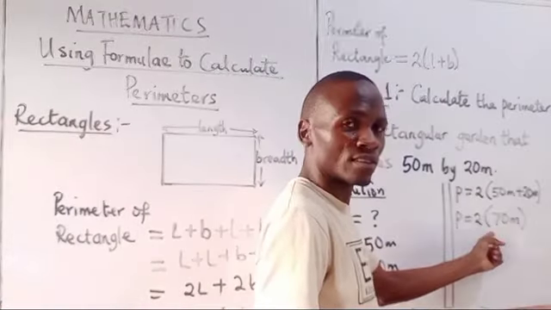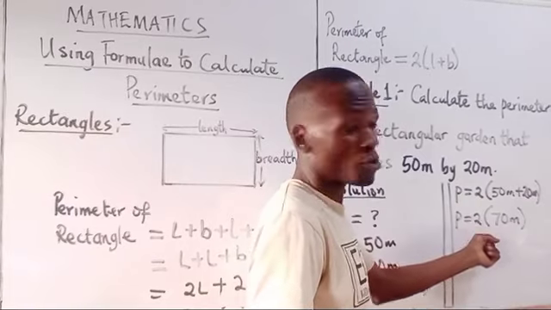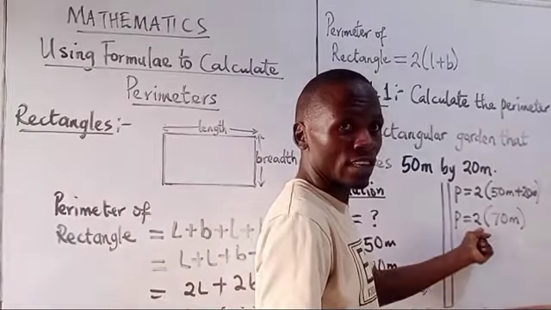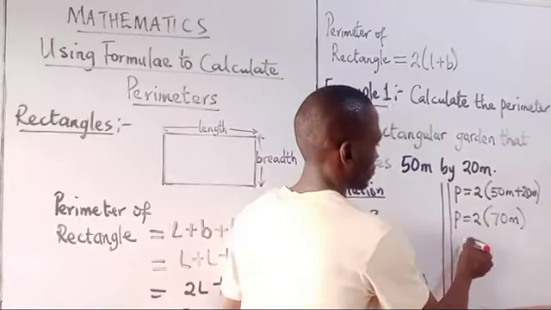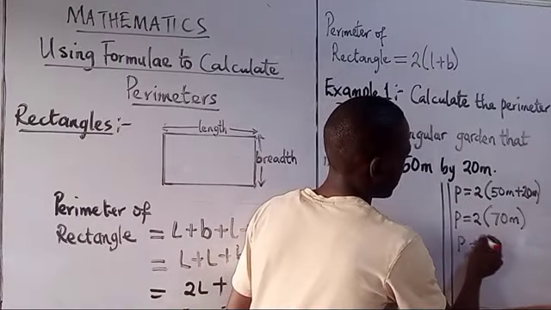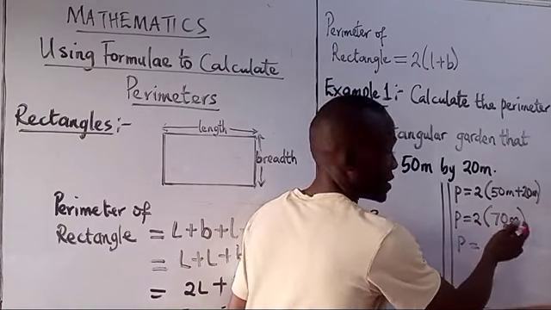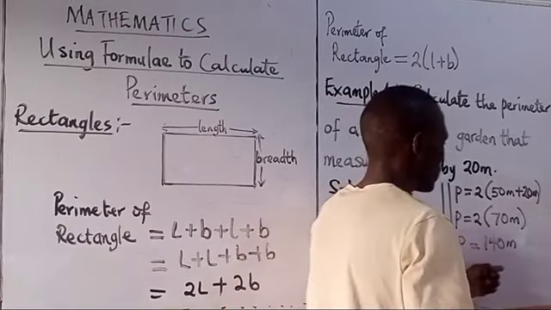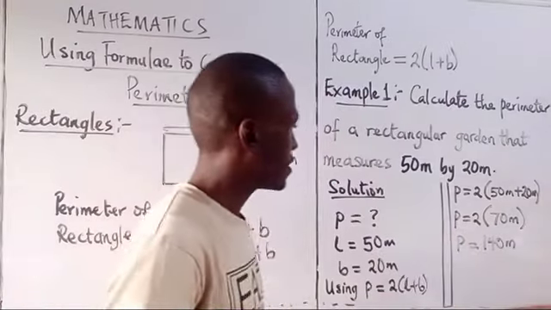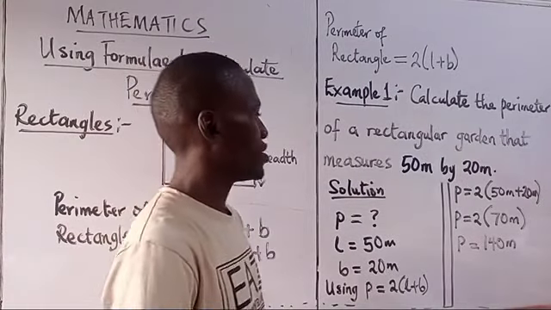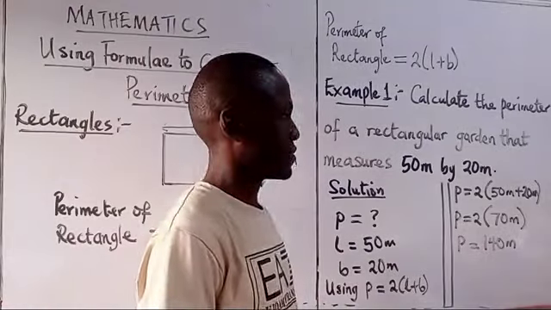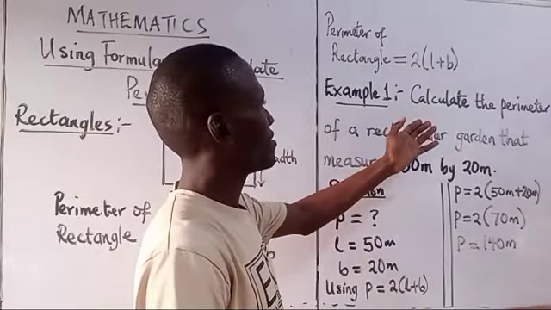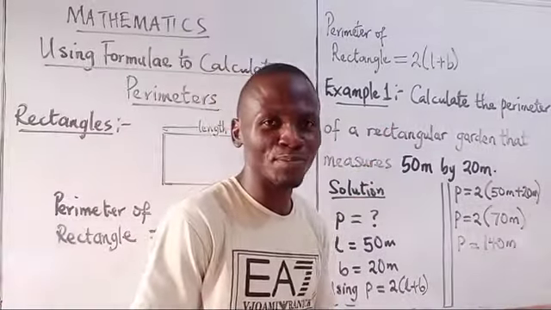This bracket suggests to us that we are going to multiply what is here by what is inside the bracket. So we are going to have P equals 2 times 70 meters, that is 140 meters. So our perimeter is 140 meters. That is the answer to the first example.